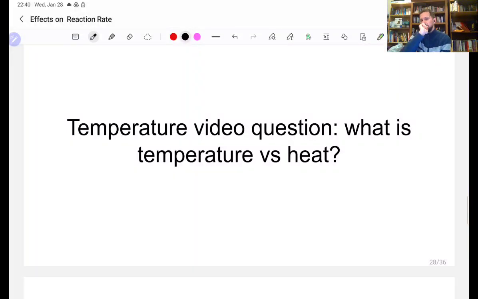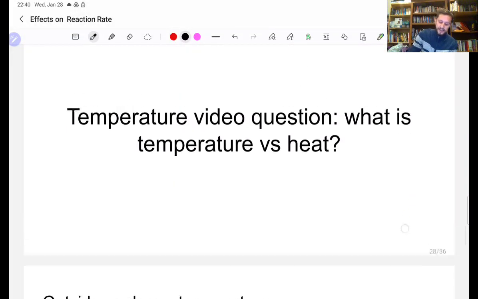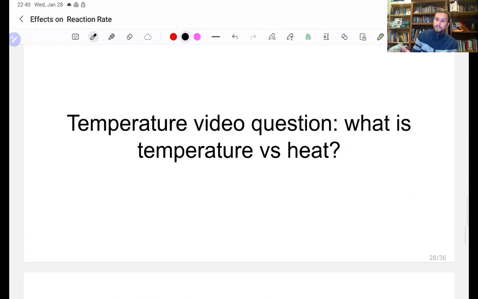Okay, hopefully you did that. So you should say that temperature is a measure of the average random kinetic energy of the particles, versus heat is the total amount of energy. Okay? So again, temperature is an average. It doesn't matter if it's a swimming pool of 100 degrees Celsius water or a teapot of 100 degrees Celsius water. The temperature of those is the same.